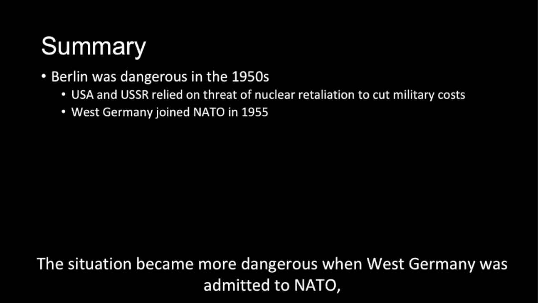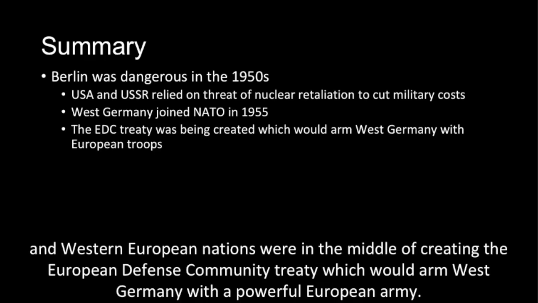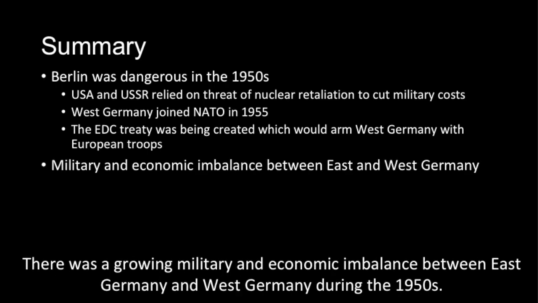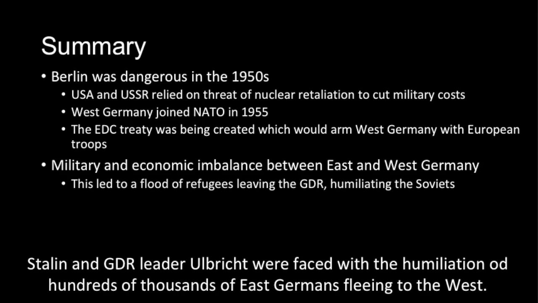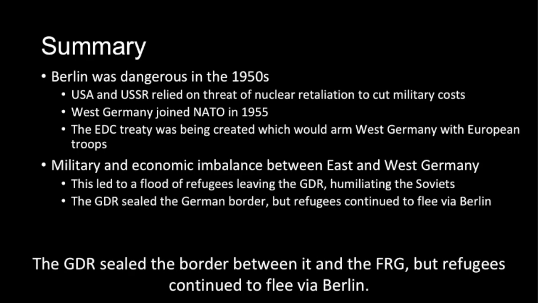The situation became more dangerous when West Germany was admitted to NATO, and Western European nations were in the middle of creating the European Defence Community Treaty, which would arm West Germany with a powerful European army. There was a growing power and economic imbalance between East Germany and West Germany during the 1950s. Stalin and GDR leader Ulbricht were faced with the humiliation of hundreds of thousands of East Germans fleeing to the west. The GDR sealed the border between it and the FRG, but refugees continued to flee via Berlin.